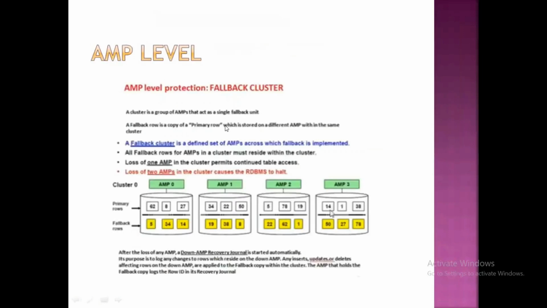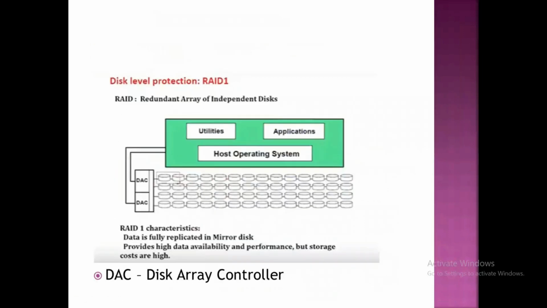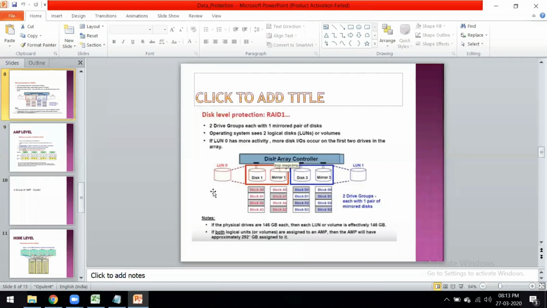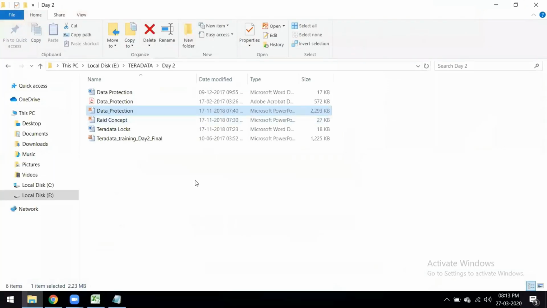Here we have seen that at the disk level it is called RAID, at the amp level it is called fallback, and at the node level we call it clique. This is the data protection technology in Teradata. Got it? Sometimes in interviews they might ask this concept.